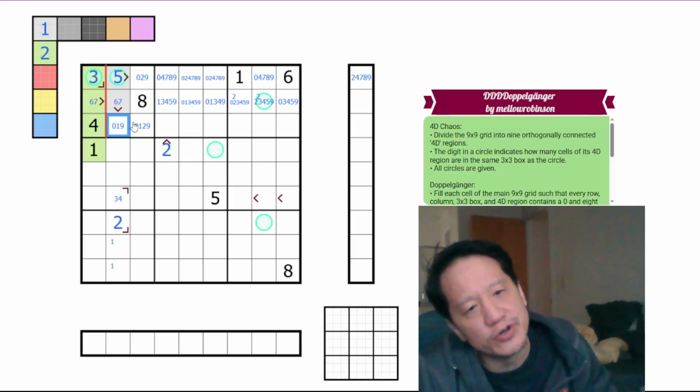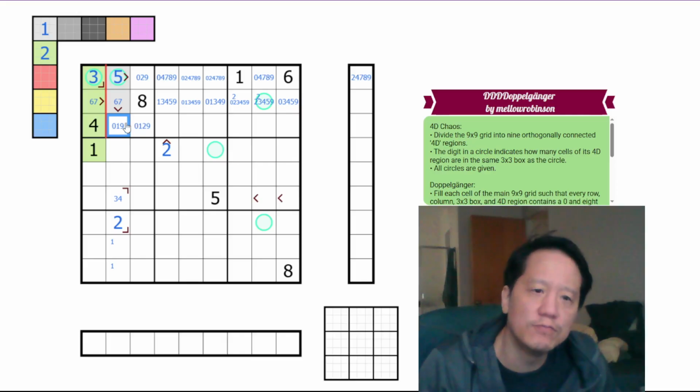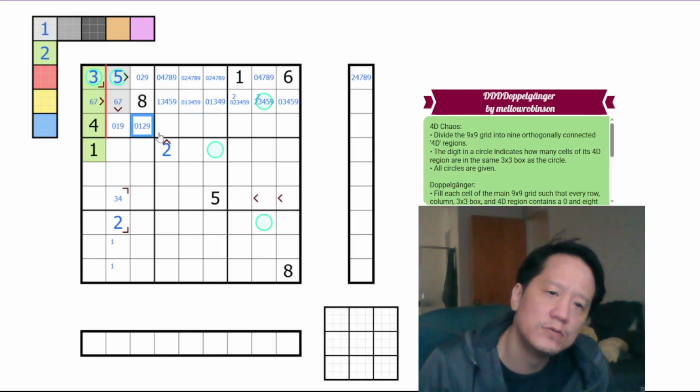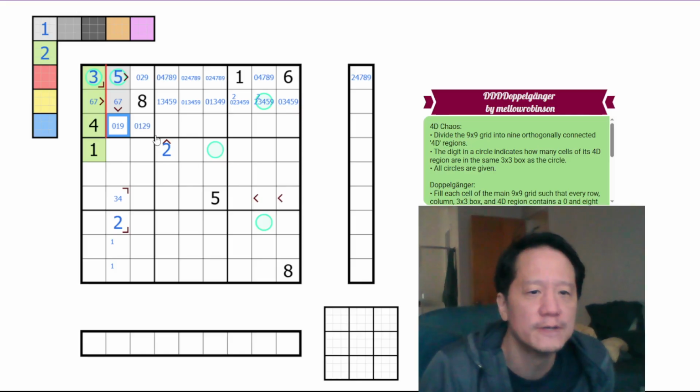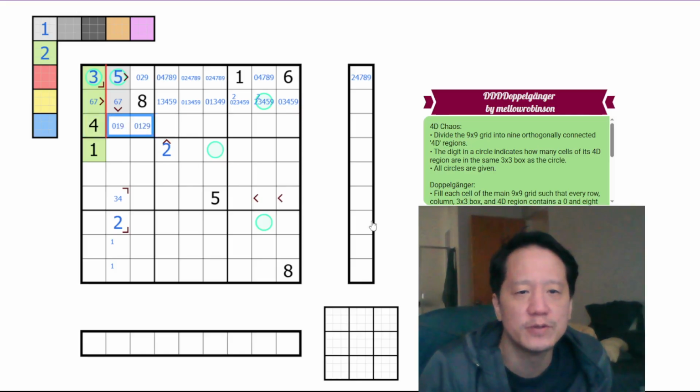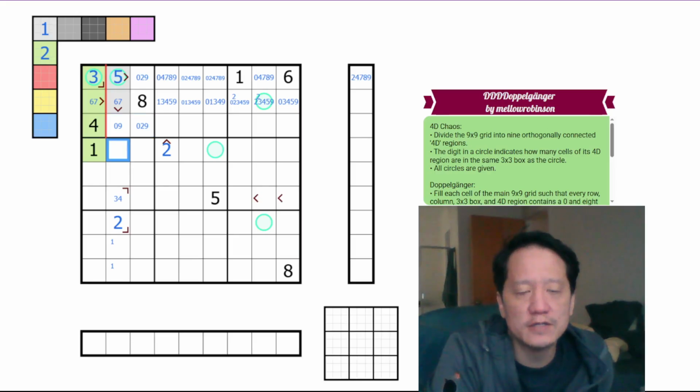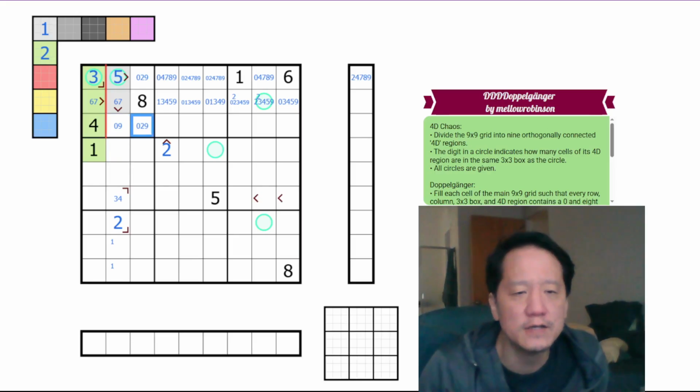You could technically have a 1 here. Oh, no, you can't have a 1 here. You can't have a 1 be the singleton here because the problem is it would have to have a circle in it, which matches the 4D region in the 3x3 box. So no, this does have to be 1. And it has to be 0, 2, and 9.